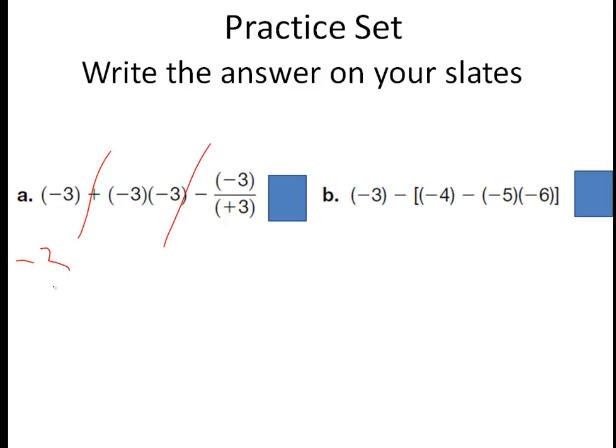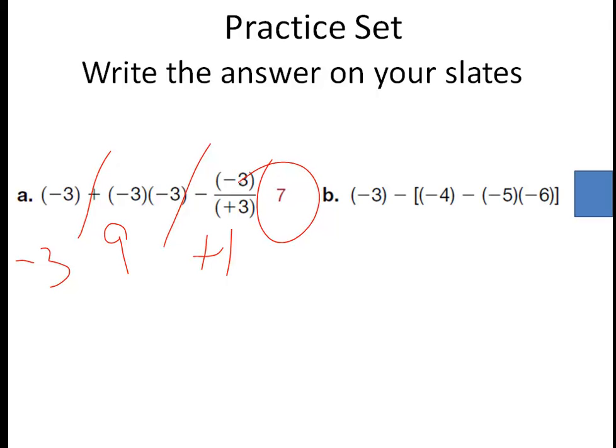That's going to be negative 3. That's going to be positive 9. And this is going to be negative 1, positive 1. So I've got 10. I got minus 10. I got 10 minus 3 is 7. I come up with 7 for A. All right, good. I hope you got 7.